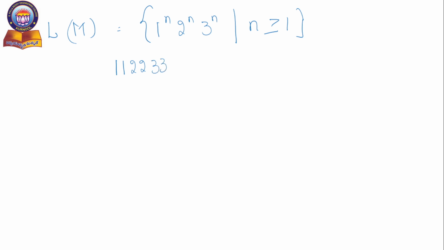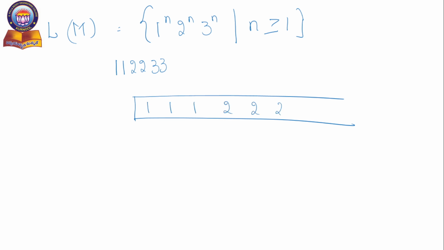Now let us design another Turing machine for the language L = {1^n 2^n 3^n, where n ≥ 1}. That means strings should have an equal number of ones followed by an equal number of twos followed by an equal number of threes. We can use the same logic. Let's take 3 ones, 3 twos, 3 threes. Let this be the given input string.